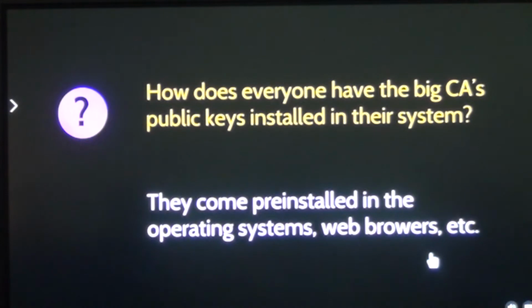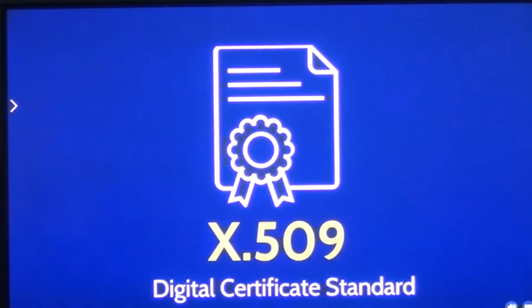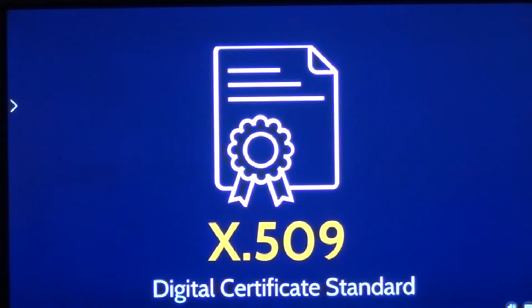So how does everyone have the big CAs' public keys installed in the system? They come pre-installed in the operating system, web browser, etc. That is basically the trust: if Firefox has trust in you as a CA, only then will they include you. Otherwise they say no, we are not going to put your public key in our browser. That's why there are very few. It isn't that there will be millions, because then the browser becomes very heavy. And this is the certificate standard.